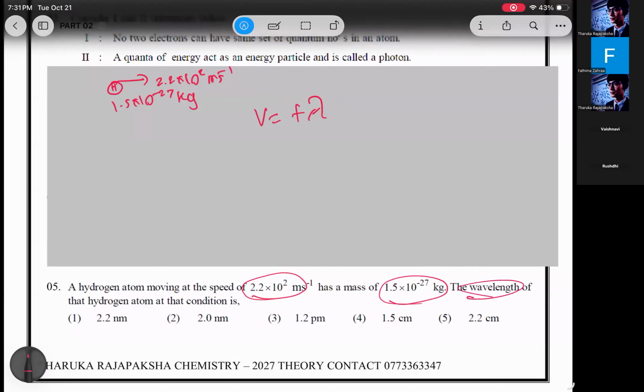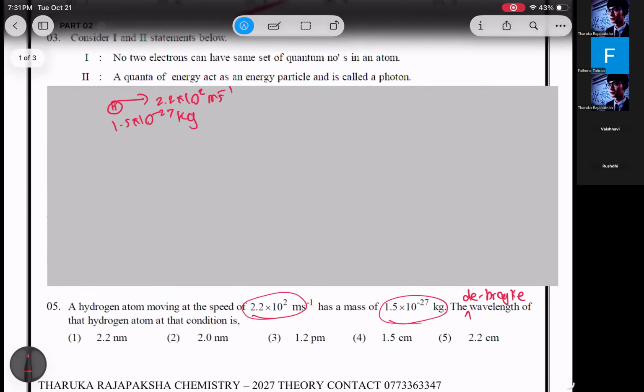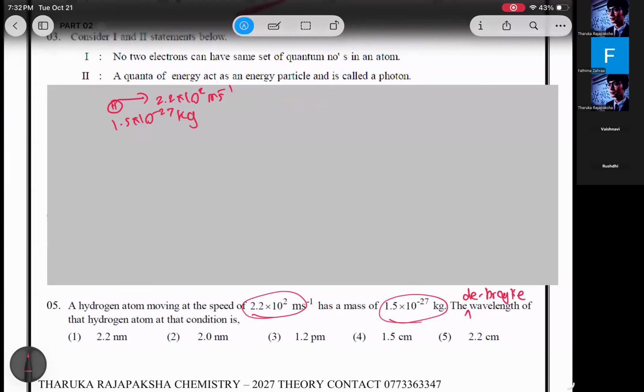Here you can't even call it a wavelength. Moving at a speed of 2.2 × 10^2 and has a mass. Make it the de Broglie wavelength here. Right? In the question, correct it as de Broglie wavelength. I have forgotten to put that one, I guess. Because normal particles don't have a wavelength, they only have a de Broglie wavelength, because this is an atom. So let's calculate the de Broglie wavelength.